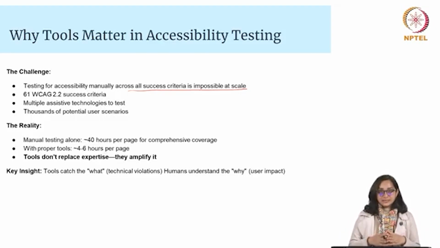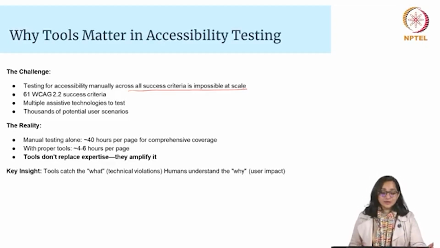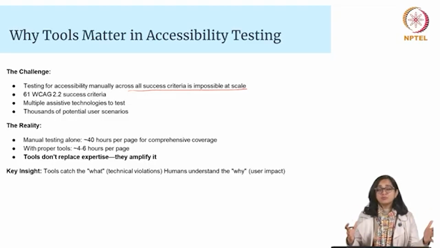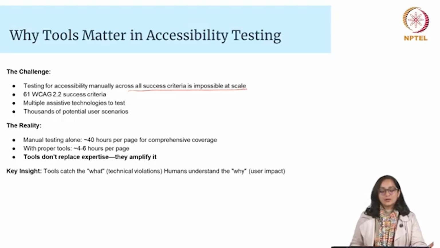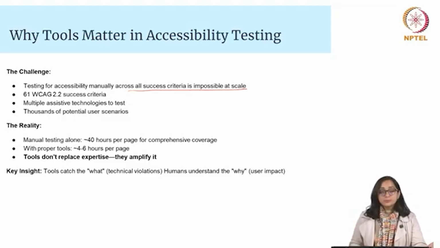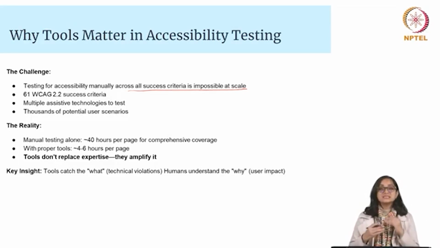The reality is that manual testing alone can require 40 hours per page for comprehensive coverage. That means we are looking at either a huge team of accessibility testers who are able to do that kind of work in order to meet a shorter deadline, or with proper tools it may be 4 to 6 hours per page. So tools don't replace the expertise, they are just amplifying it, adding to your productivity.